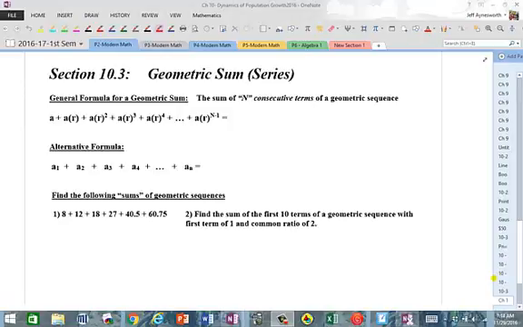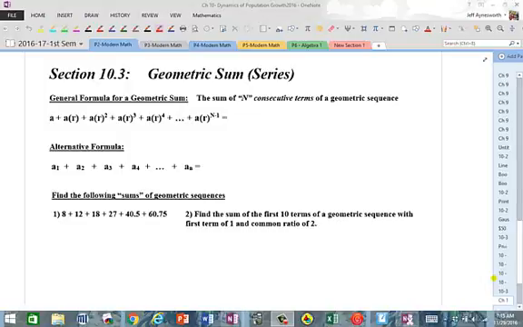We're going to get into our last lesson here in Chapter 10 in Modern Math or Discrete Math and talk about how to add up terms in a geometric sequence. We call them geometric sums or geometric series, which is a sum of a bunch of geometric terms. How do you add up the first 5 terms, or the first 10 terms, or the first 1,000 terms in a geometric sequence? So let's go through it.